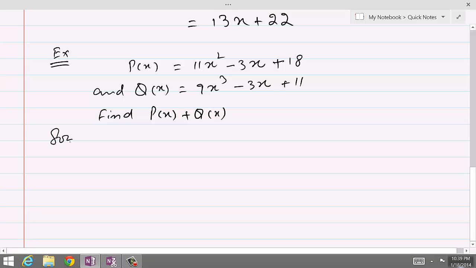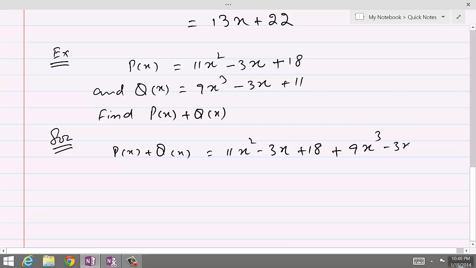So we start with the solution, and p(x) plus q(x) is equal to, what is the value of p(x)? 11x square minus 3x plus 18, and plus the second polynomial q(x), that is 9x cube minus 3x plus 11. Now let's start with the highest degree term. The highest degree term is 9x cube.